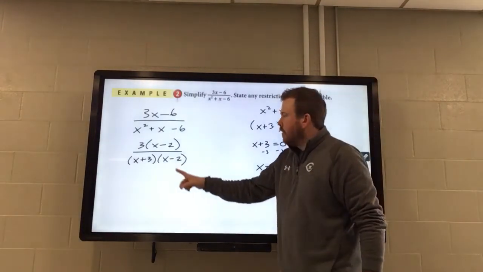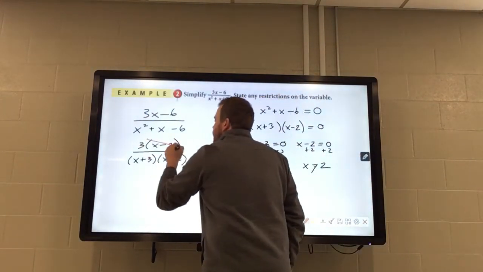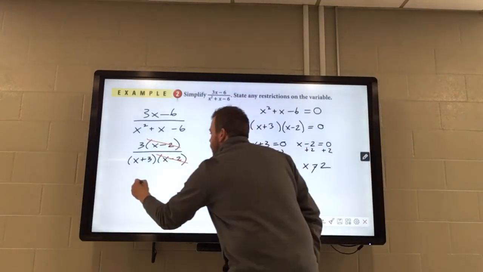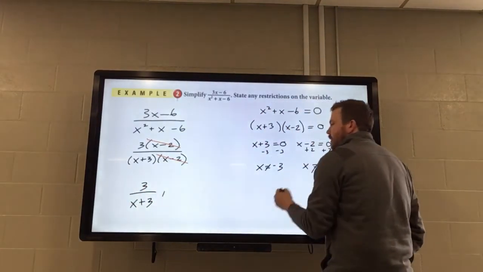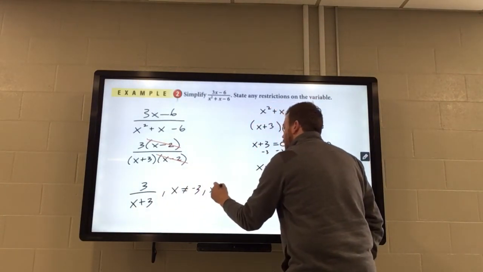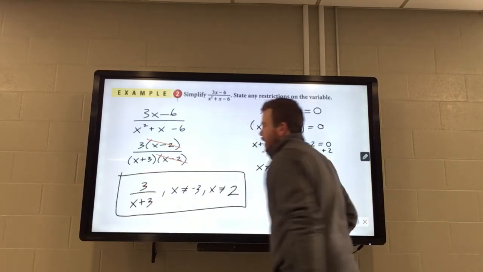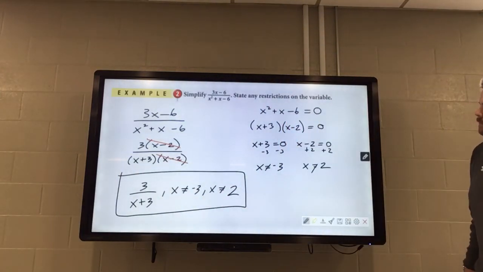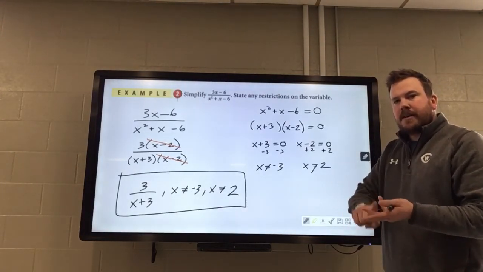Now, we have x minus 2 in the numerator and x minus 2 in the denominator. We can cancel those out, leaving me with just 3 over x plus 3. And then we need to state our restrictions. x cannot be equal to negative 3, and x cannot be equal to 2. That is my final answer. So I simplified, and then I stated my restrictions. So factor, cancel, simplify, state restrictions.